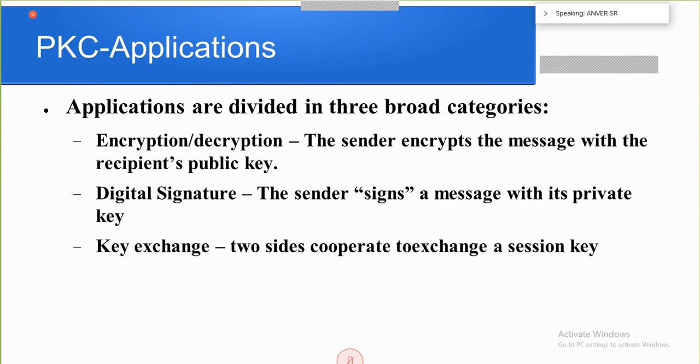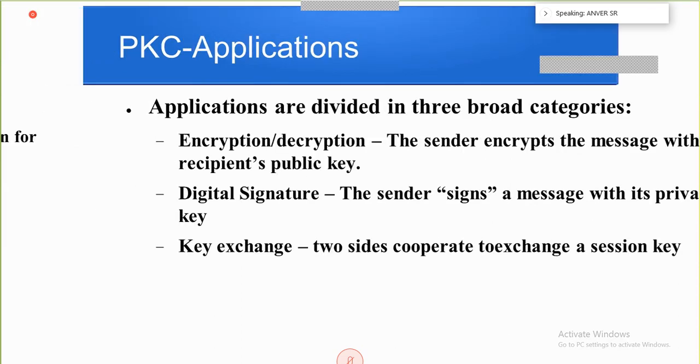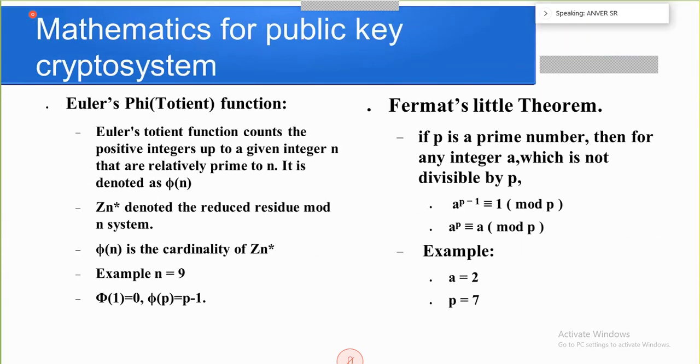Symmetric crypto systems are fast compared to asymmetric crypto systems, but the problem associated with symmetric crypto systems is the sharing of the symmetric key. So mainly for exchanging this symmetric key, we use public key crypto systems. That is key exchange: two sides cooperate to exchange a session key. Next.